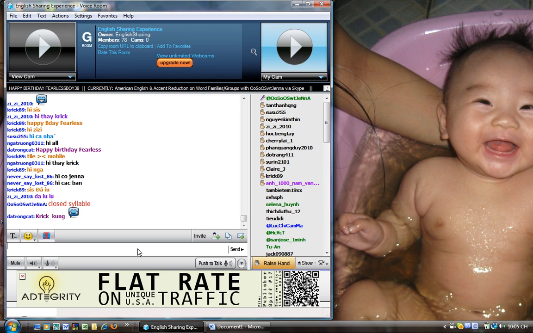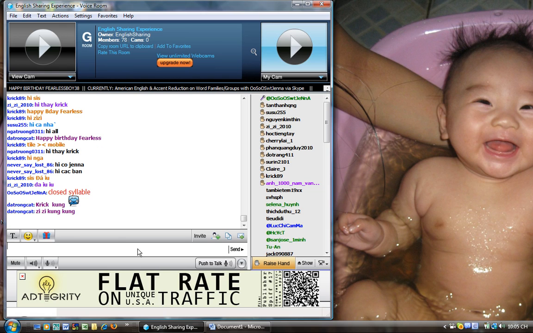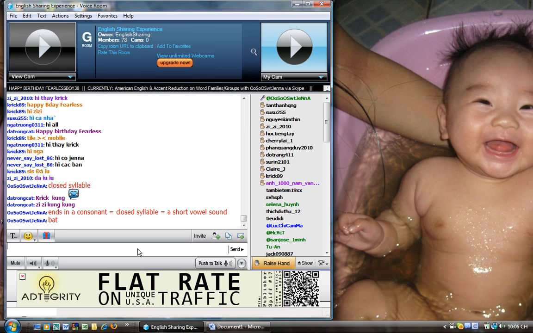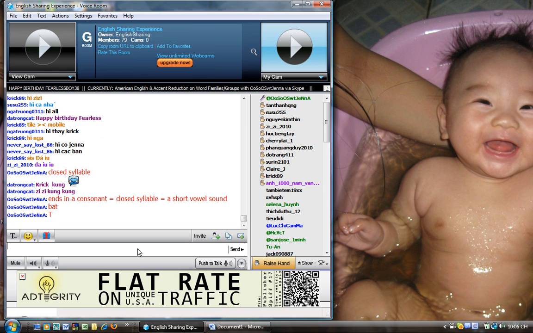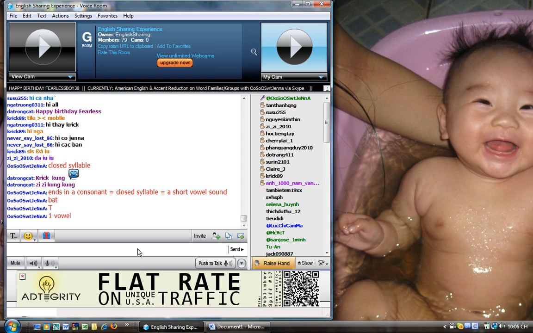Now let me repeat. If a word or a syllable ends in a consonant, we call that a closed syllable, which will make a short vowel sound. For example, bat. Bat ends with a T, right? There's only one vowel in the word. Therefore, we know that if there's only one vowel in between two consonants, that will make up a pattern. We call that the CVC pattern.